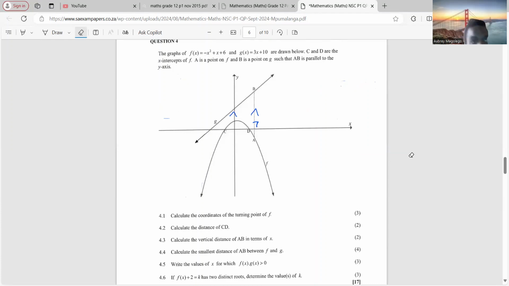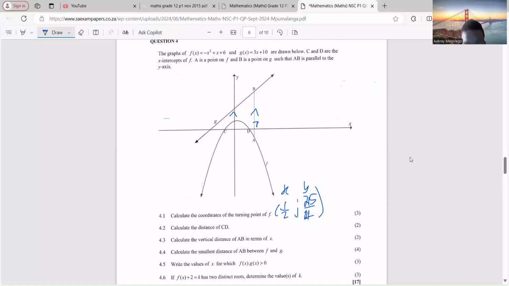Then we found out that the coordinates of the turning point are 1 over 2 and 25 over 4. This is our coordinate. Remember, the coordinate consists of an x value and a y value. Now they say calculate the length of CD.